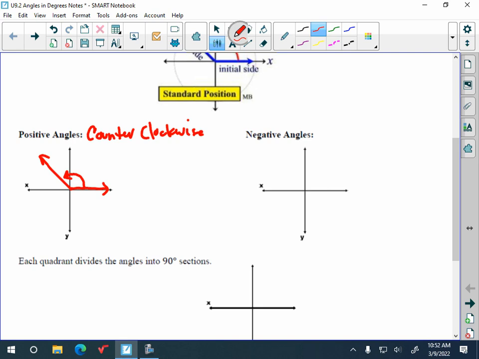A negative angle is going to go in the clockwise direction. There's our initial side, and if we want to say that this is a negative angle instead of a positive angle, then we show the direction that we rotated the terminal side. Putting this direction on here is important, because if all we do is draw this in here, we don't know what the actual measurement is. Were you talking about the positive angle, or the negative angle?